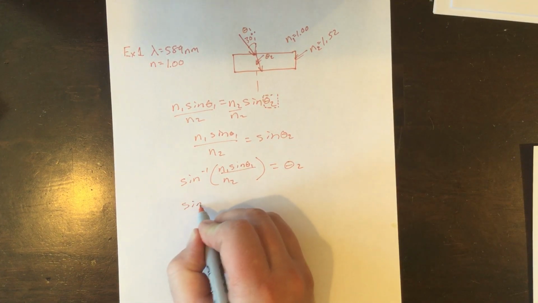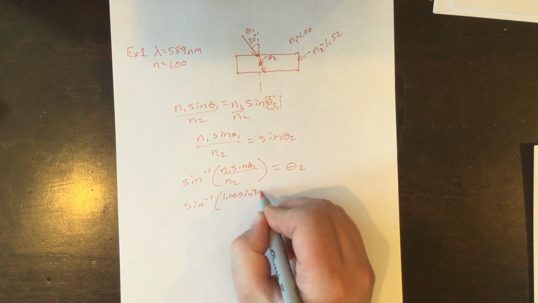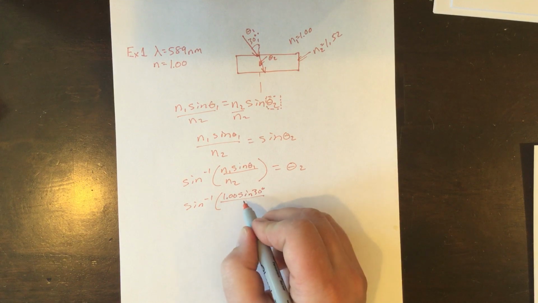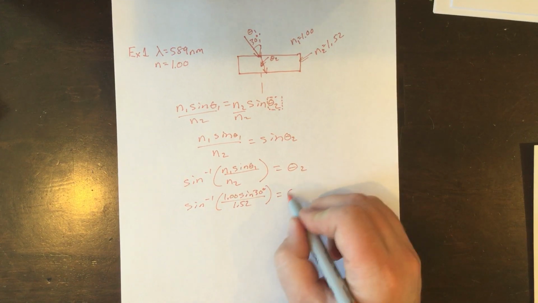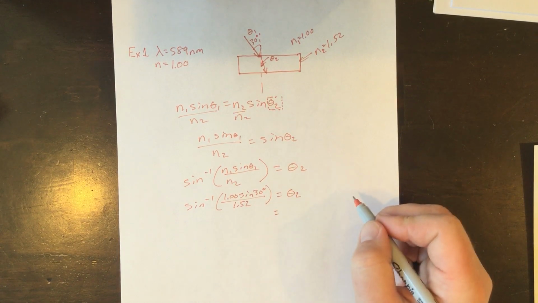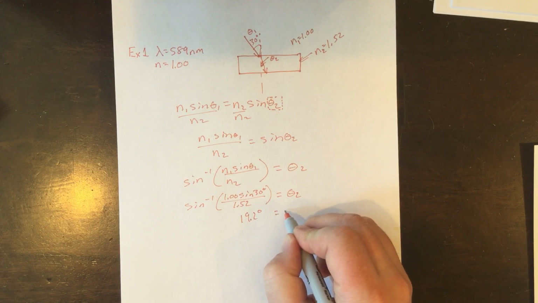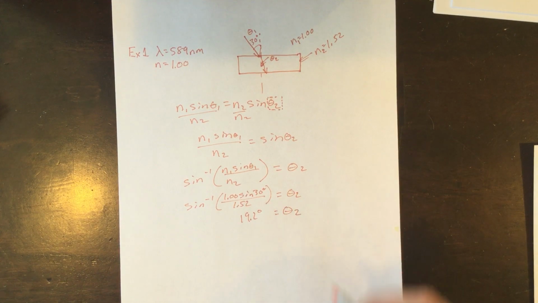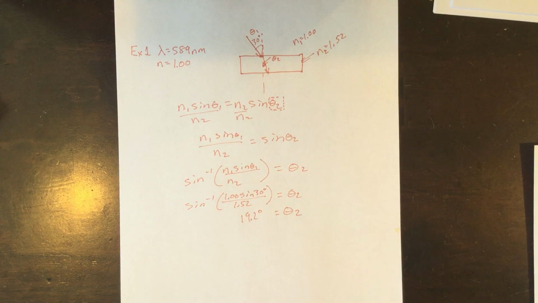All right. So we have 1 times sine of 30 degrees. Now make sure that you see it's 30 degrees. So we need to make sure our calculators are in degrees. And when I calculate this, I get 19.2 degrees for theta 2. 19.2 degrees for theta 2. Yeah, it's going to be pretty dark.